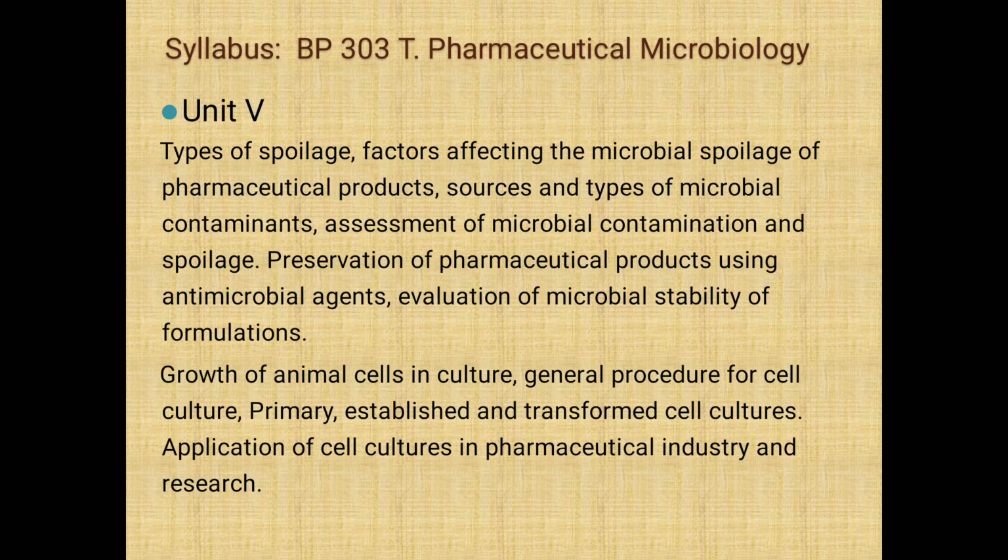Unit 5, types of spoilage, then factors affecting the microbial spoilage of pharmaceutical products, sources and types of microbial contaminants, assessment of microbial contamination and spoilage, preservation of pharmaceutical products using antimicrobial agents, then evaluation of microbial stability of formulations. Then growth of animal cells in culture, general procedure for cell culture, primary, established and transformed cell cultures, application of cell cultures in pharmaceutical industry and research. So this is the syllabus.